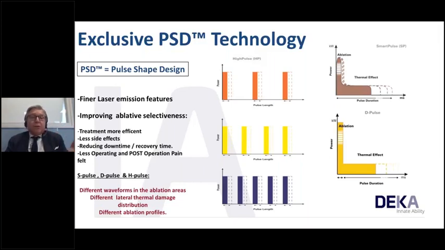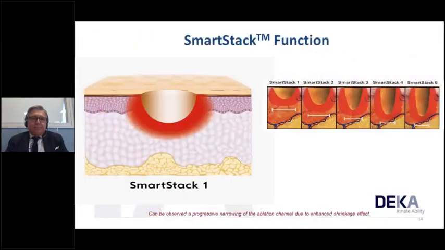With the D pulse, we can go deeper with the ablation crater and the thermal diffusion capability. And with the HP pulse, we get a really cold ablation capability that we exploit with a freehand and even with a fractional scanner, as you will appreciate in the following slides.